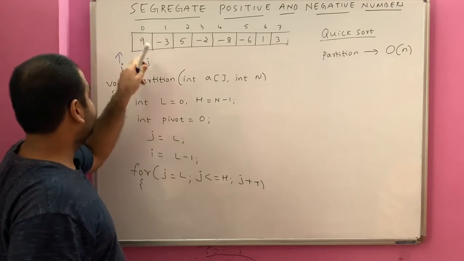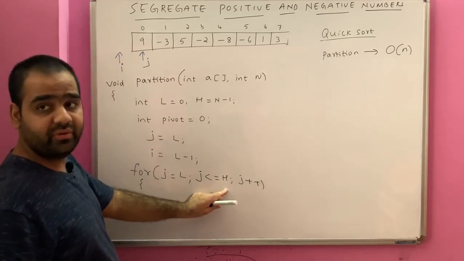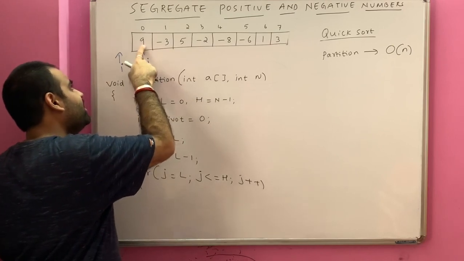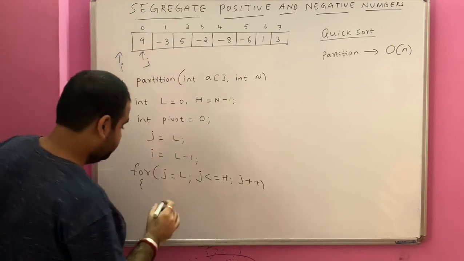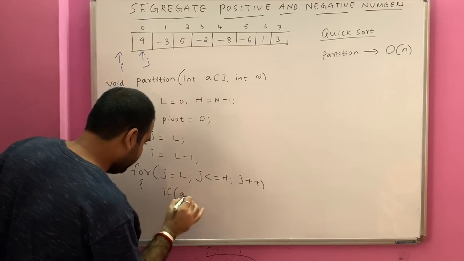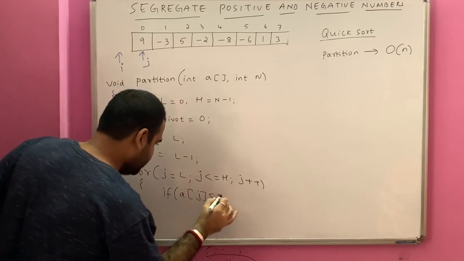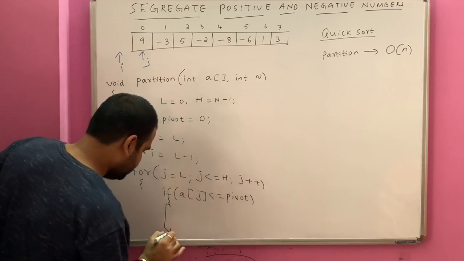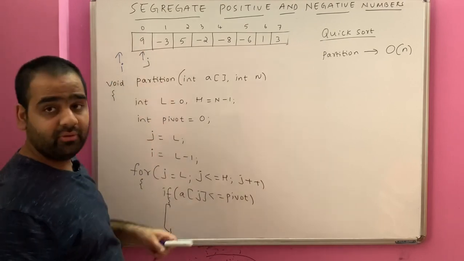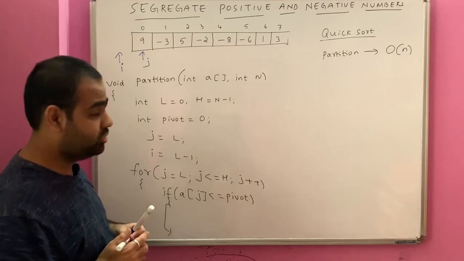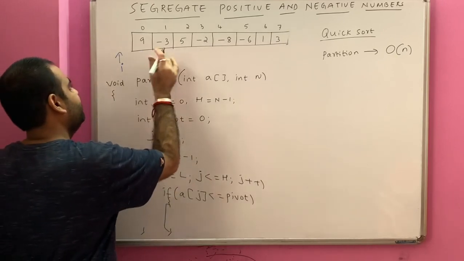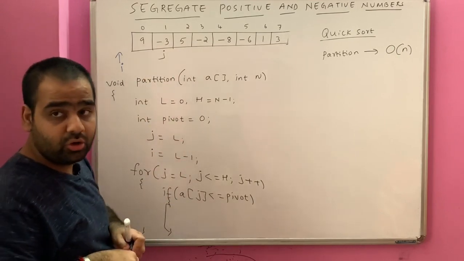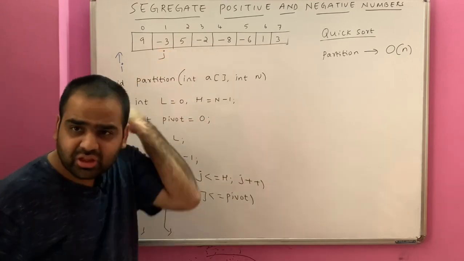Now j is L, j is 0, 0 less than or equal to 7, yes. Now you have to compare. Is it less than or equal to pivot? That is what we will check, and that is what I write: if a of j is less than or equal to pivot. Now what is a of j? 9. What is pivot? 0. 9 less than or equal to 0? No. j plus plus. Now j will come over here. a of j, minus 3, less than or equal to pivot? Yes. That means move minus 3 towards the left.